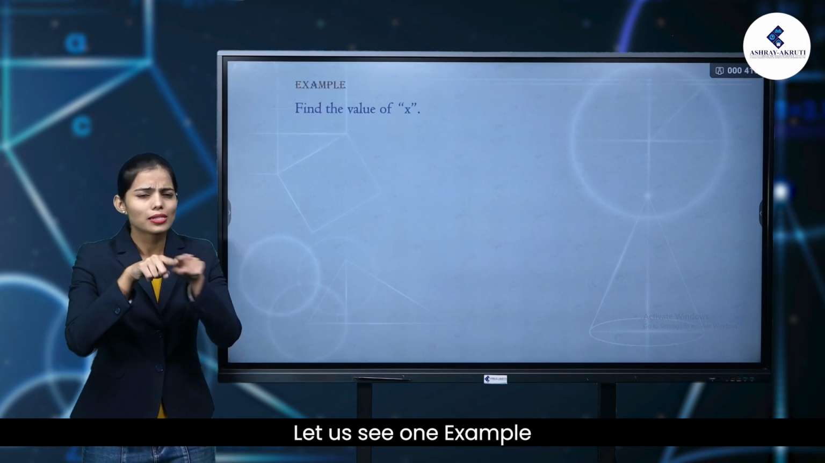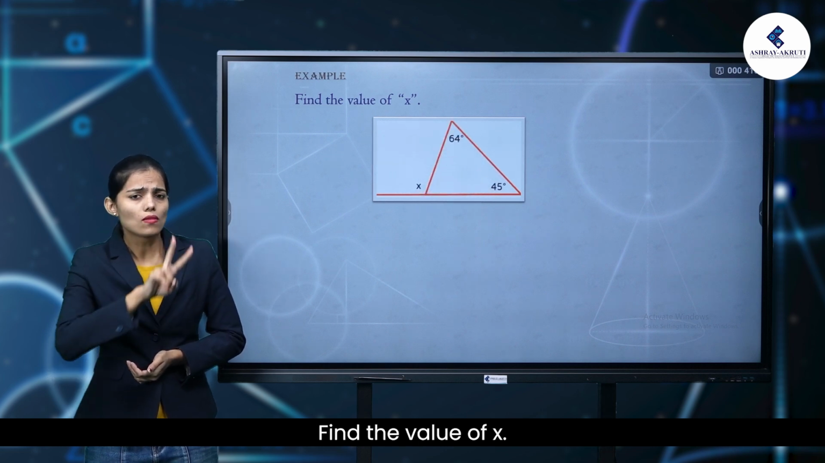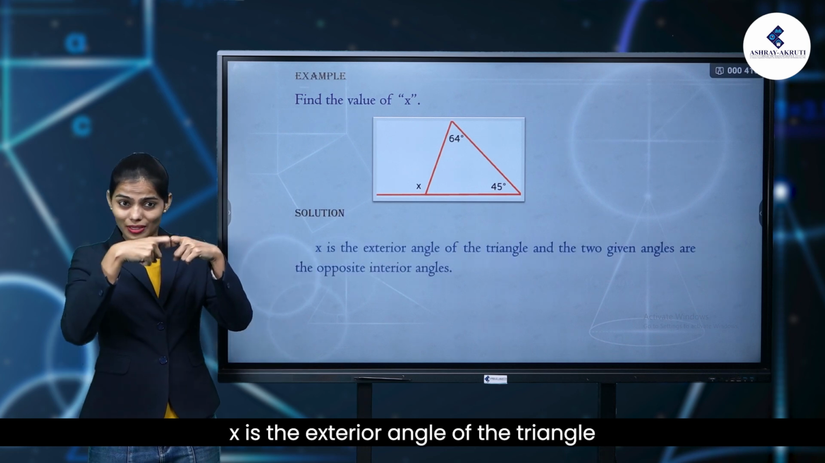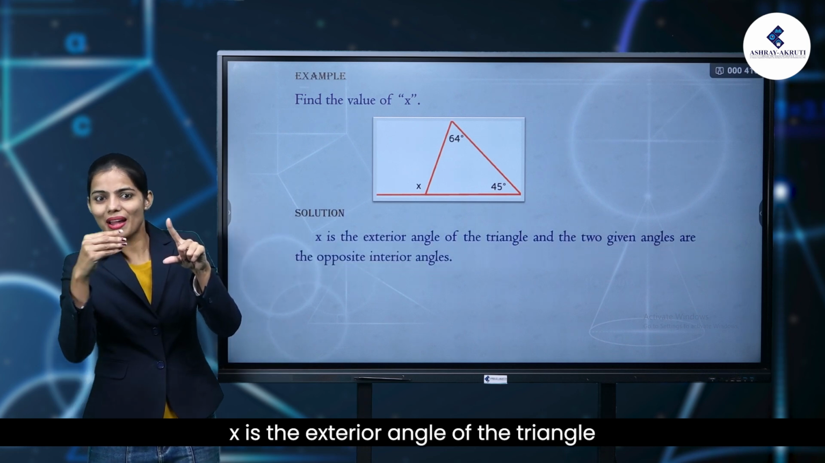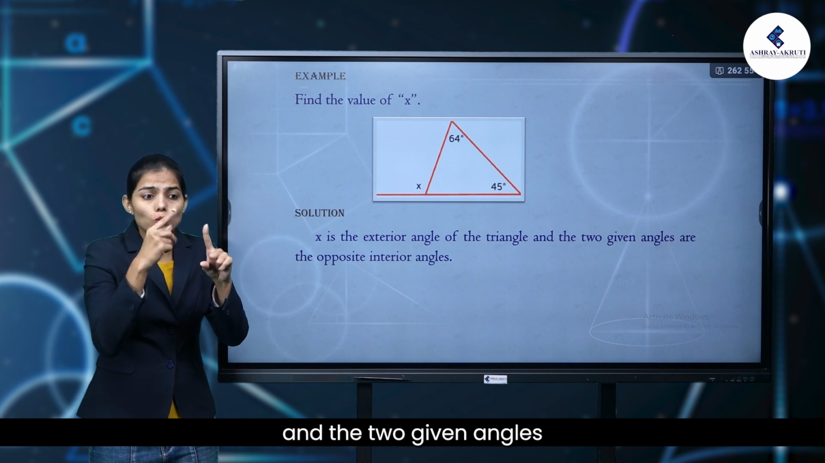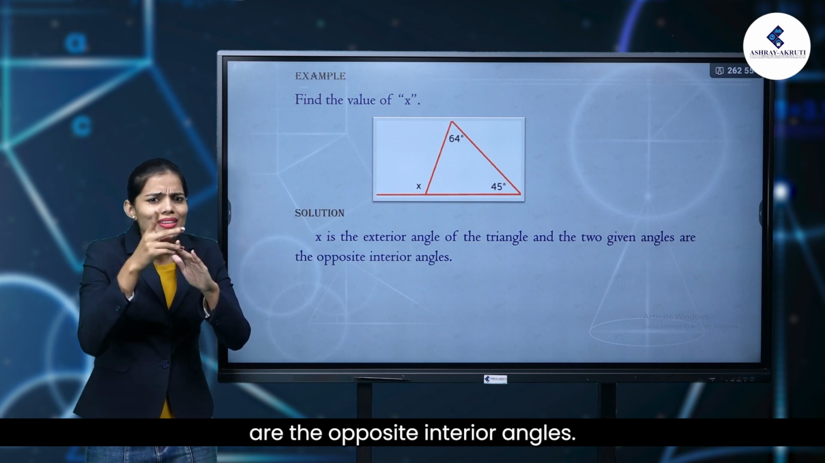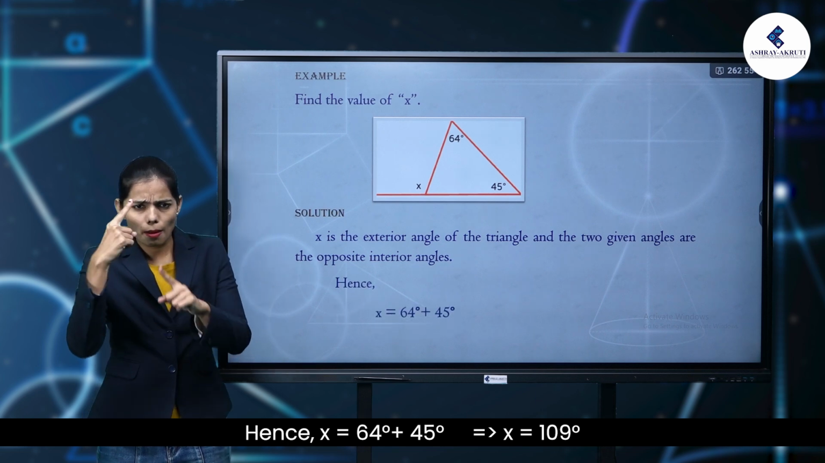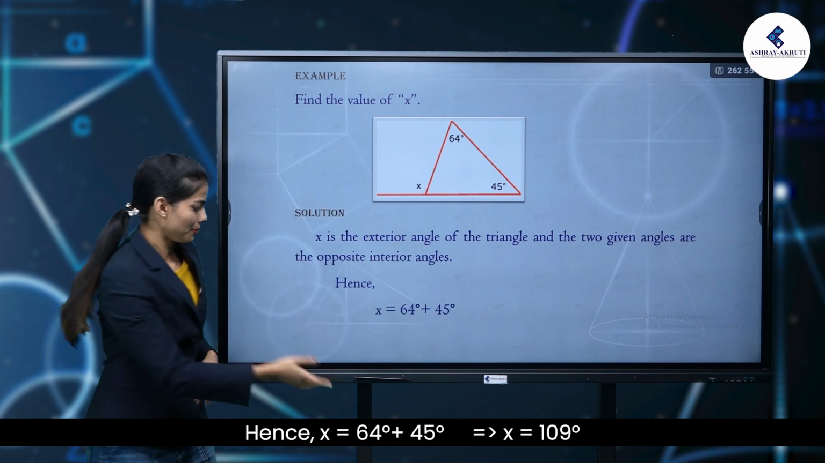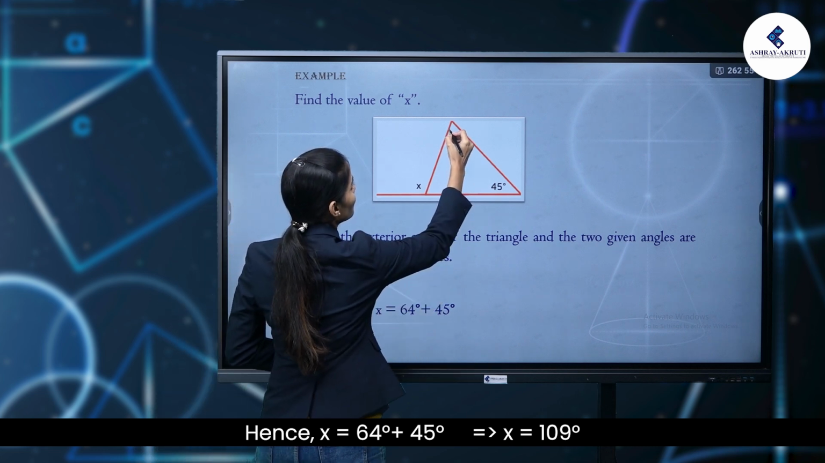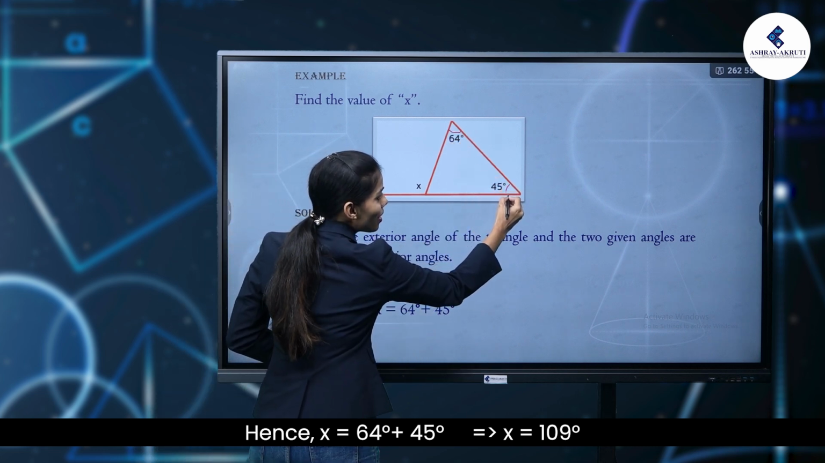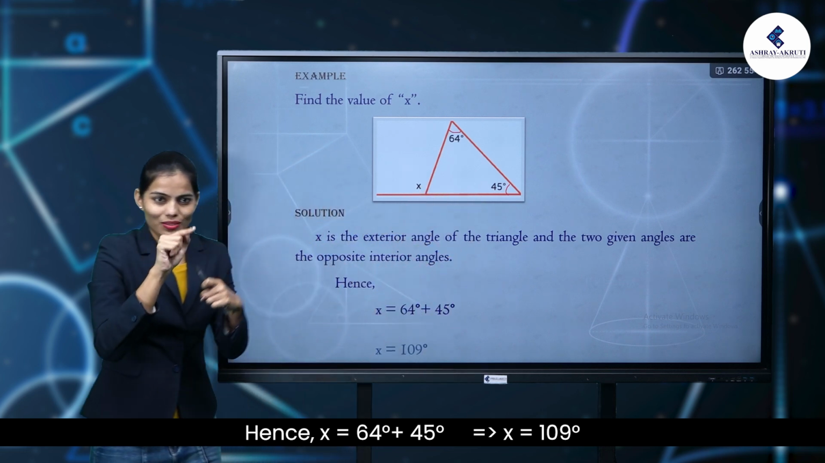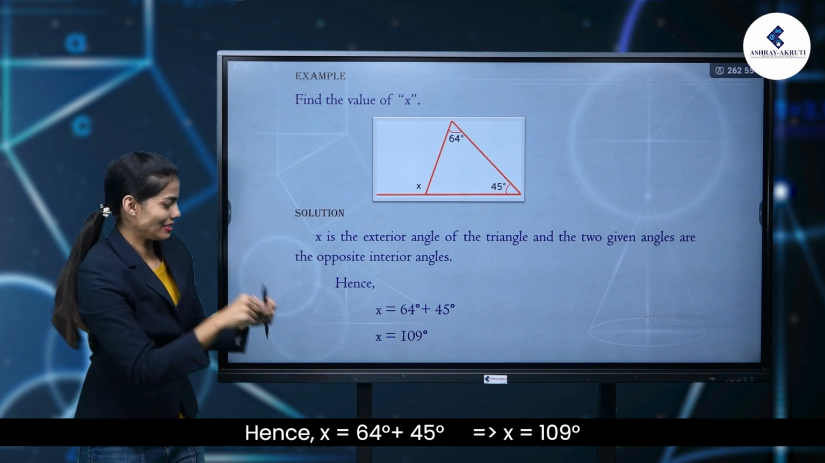Let us see one example. Find the value of x. Solution: x is the exterior angle of the triangle and the two given angles are the opposite interior angles. Hence, x is equal to 64 degrees plus 45 degrees. x is equal to 109 degrees.